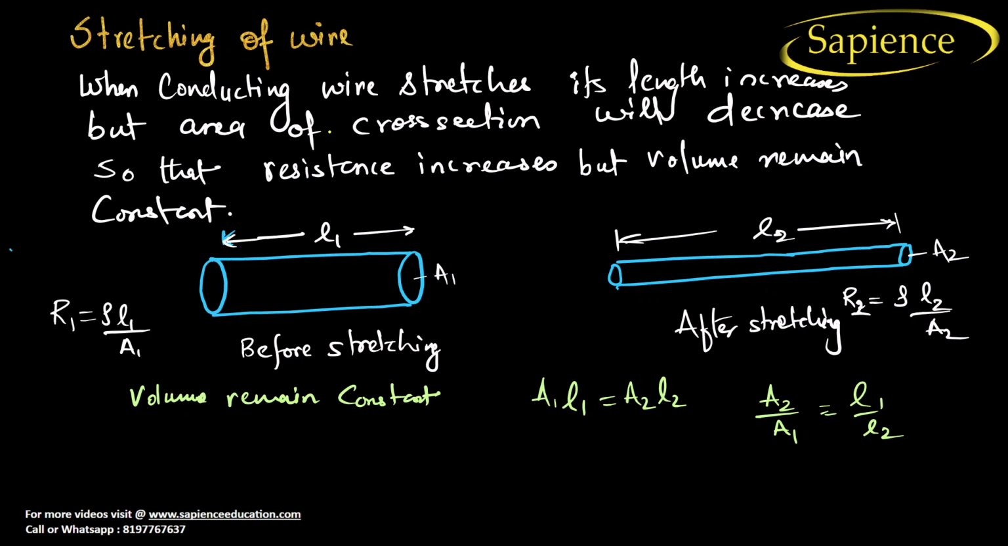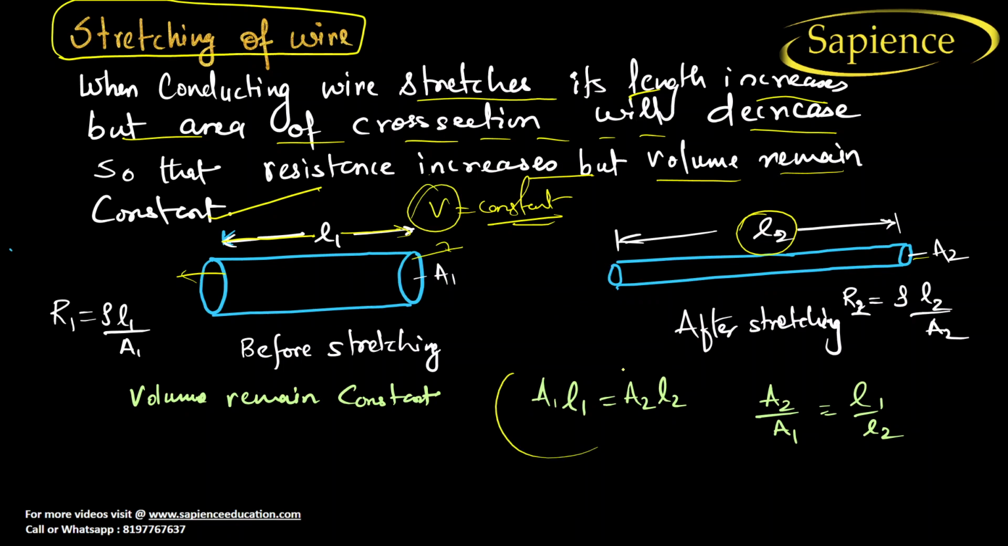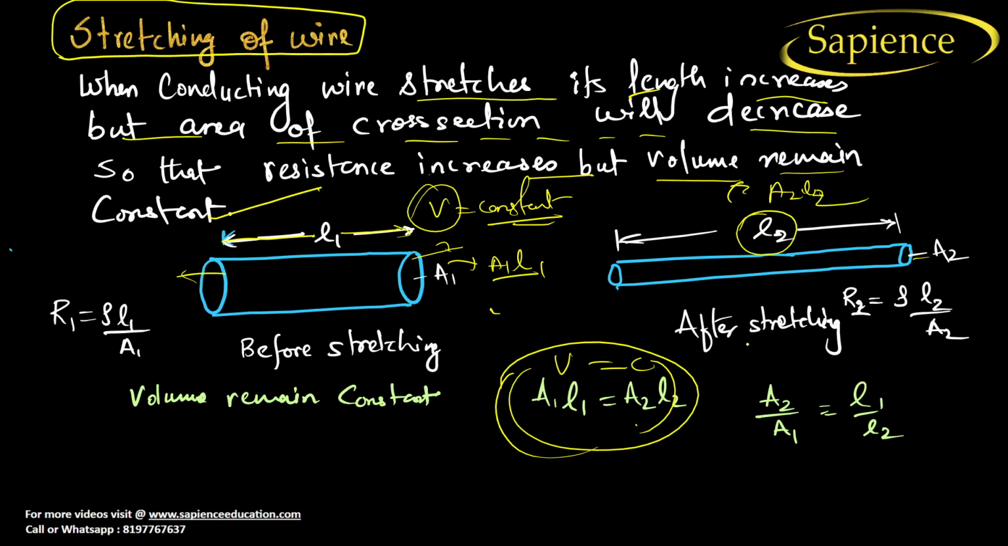Now one thing we need to understand: if we stretch the wire, what will happen? When a conducting wire is stretched, its length increases, but the area of cross section will decrease. Suppose the initial length is L1 and area is A1, then the final length will be L2 and the area will be A2. The resistance will increase, but the volume remains constant. So A1 L1 is the volume, and A2 L2 is also the volume. Volume remains constant, initial as well as final. So from here A2 by A1 is equal to L1 by L2, right?